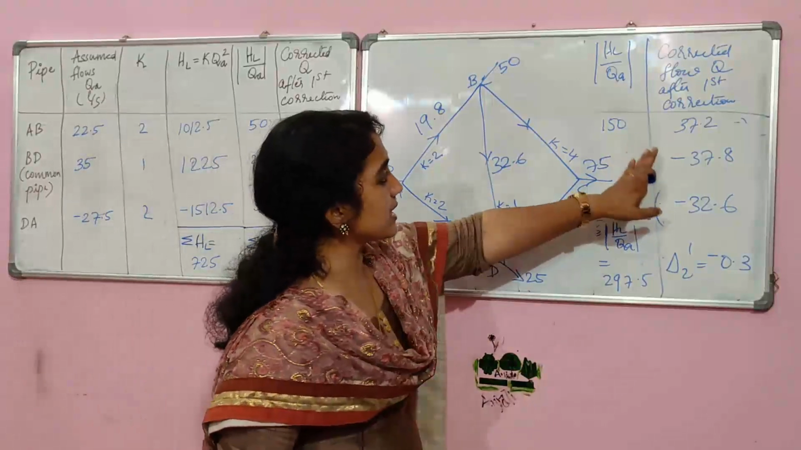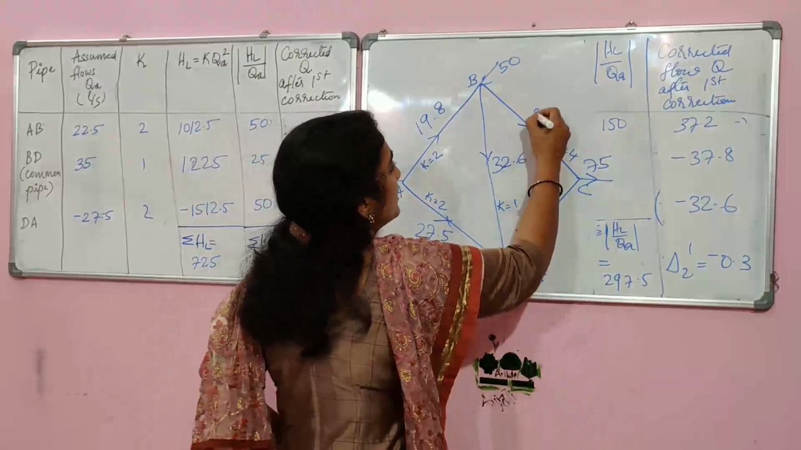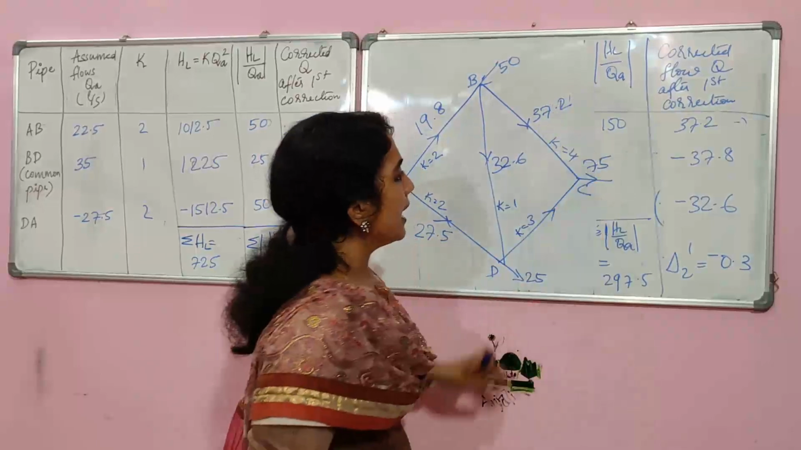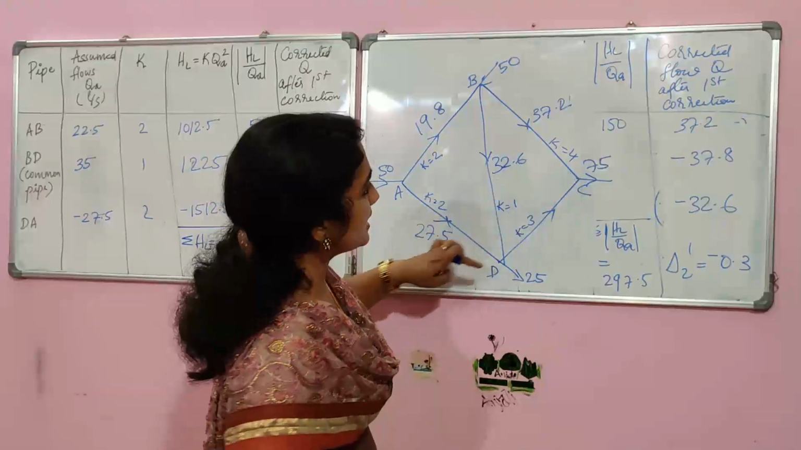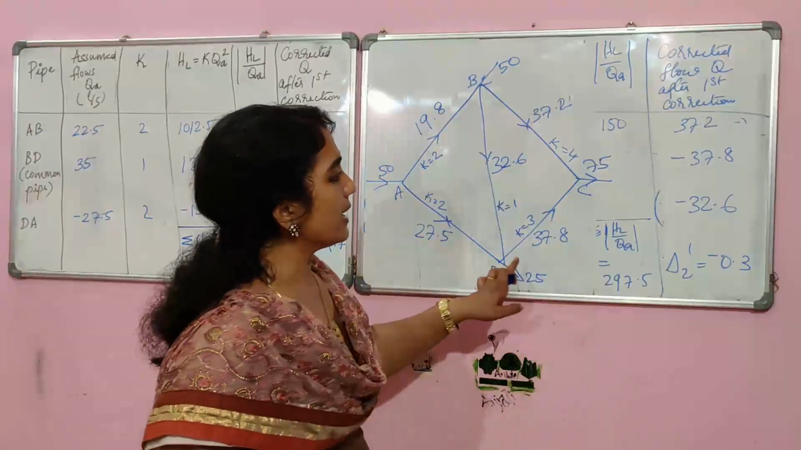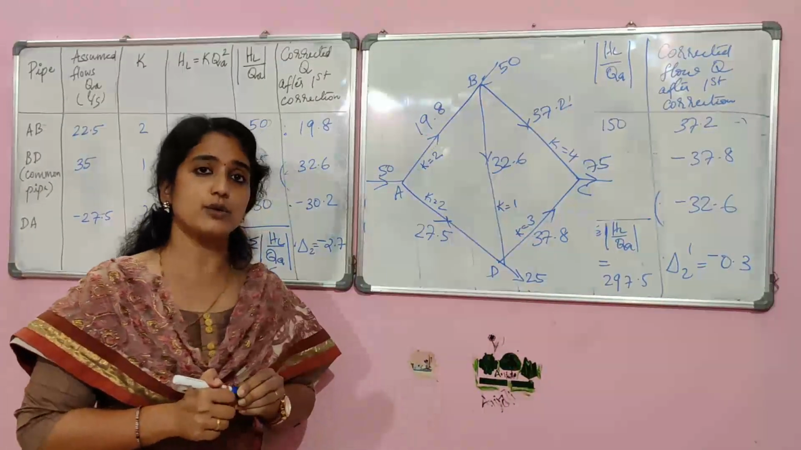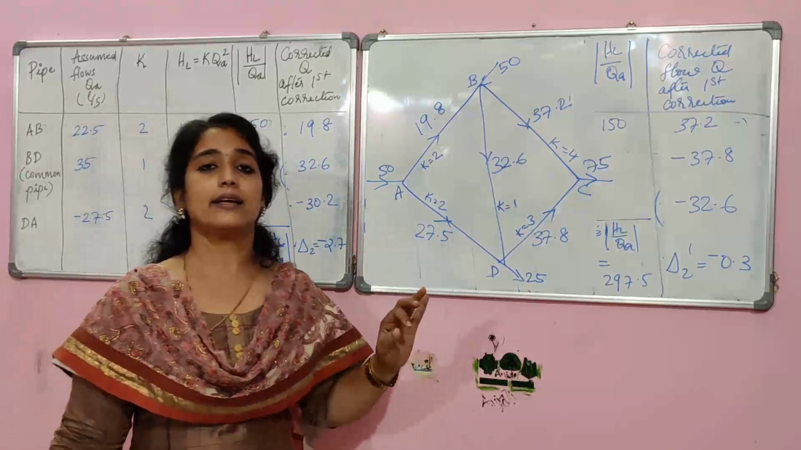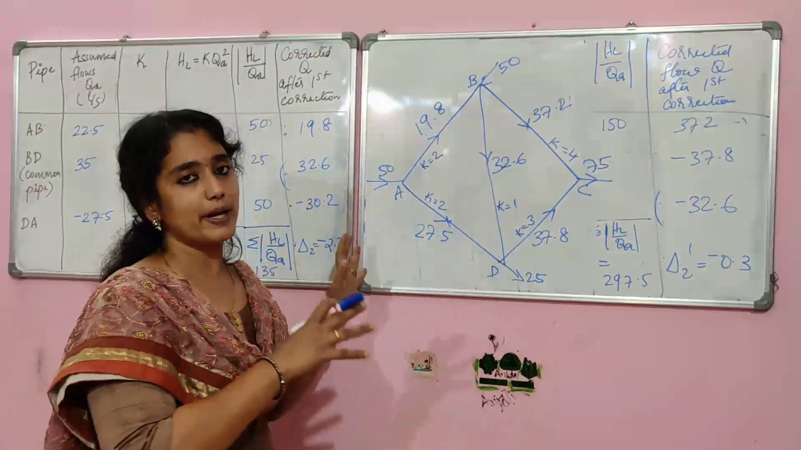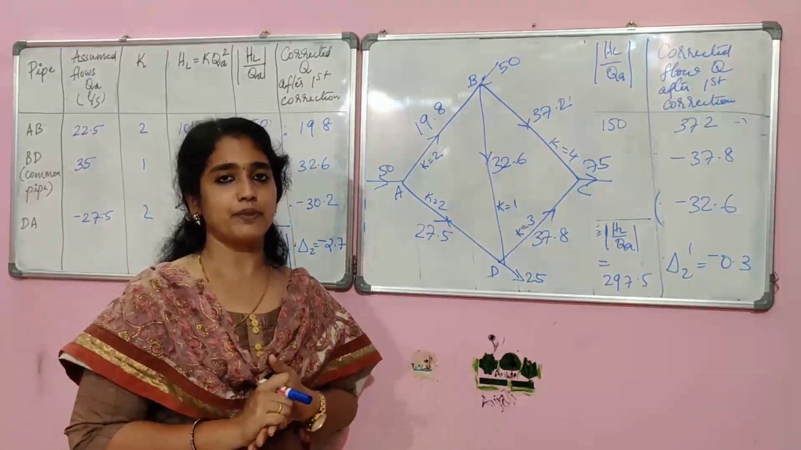Then the second loop, that is for BC, it is 37.2, and for CD it is minus 37.8, and the common pipe it is 32.6. Likewise, you have to draw the figure again and put all the corrected flows in this pipe network system. Then only the analysis part will be completed.